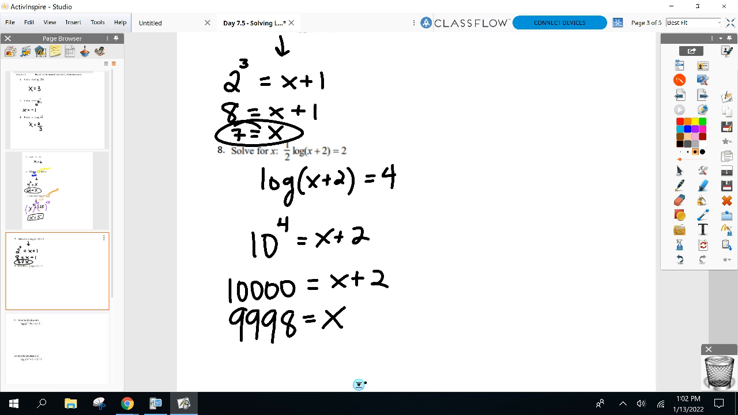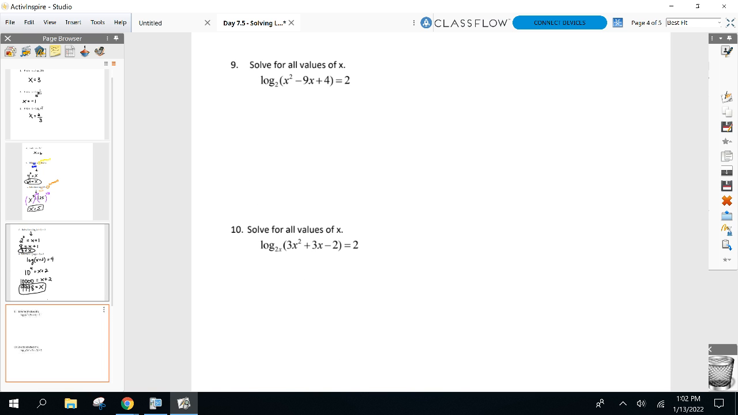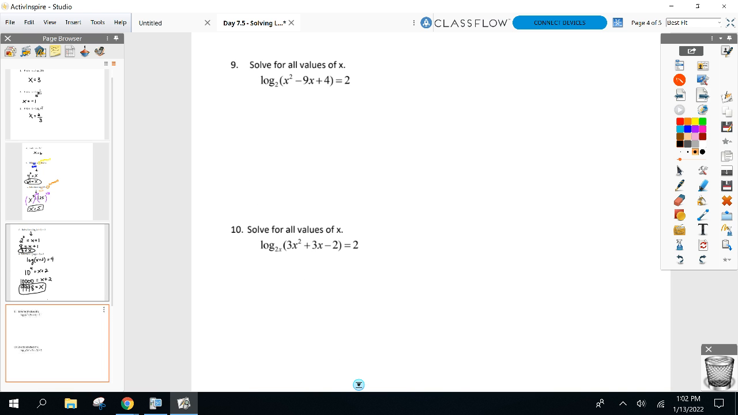Does it work? Yeah, even as large as it is, it still works. All right. Something a little tougher. Logs by itself. You want to rewrite it. There's nothing here to divide.